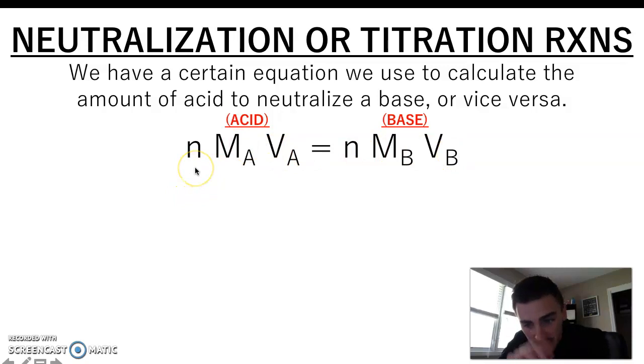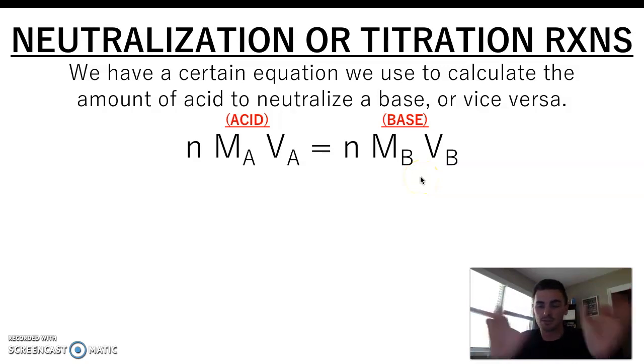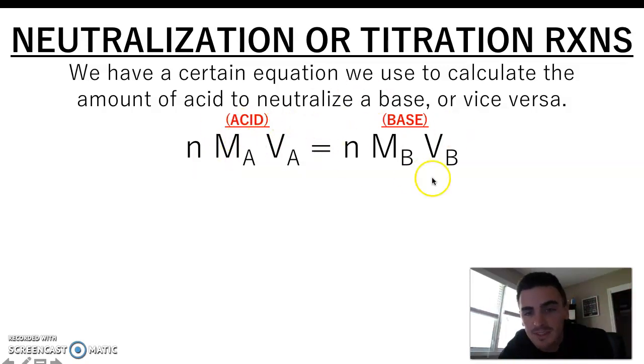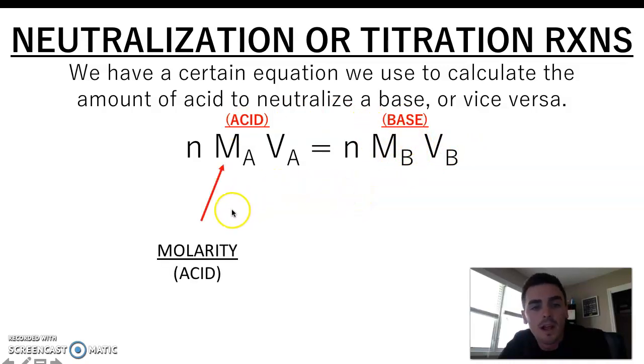But you can see on the left side of the equation, it's N times MAVA equals N times MBVB. And what we're really doing here is saying moles of this has to be equal to moles of this. If I spill 10 moles of this, I need it to be neutralized by 10 moles of this. The little A's right here stand for the acid we're talking about. The little B's right here stand for the base we're talking about. So MA stands for the molarity of the acid. MB stands for the molarity of the base.